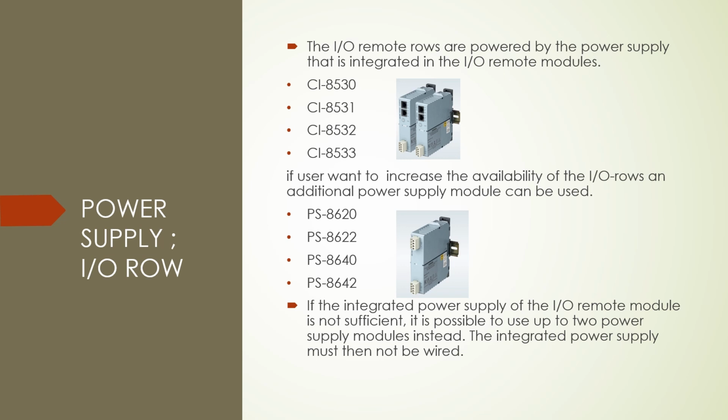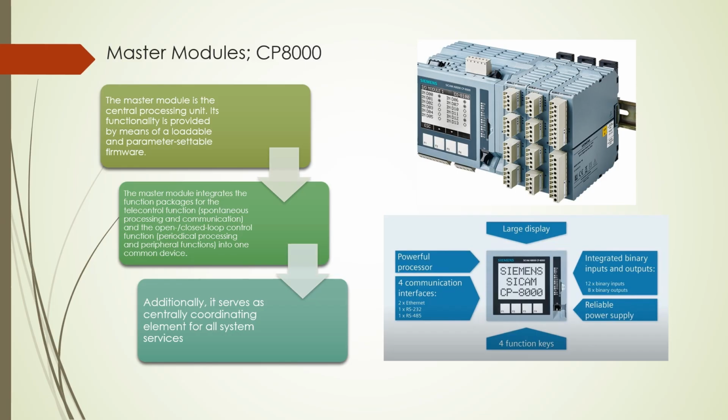Master module CP8000. This is a master module that comes with a display, and it supports some interfaces, like four communication interfaces: two Ethernet ports, like 61850 and 104, Modbus, and RS232 and RS485. It has the display also, and integrated inputs and outputs, binary inputs and 8 binary outputs.